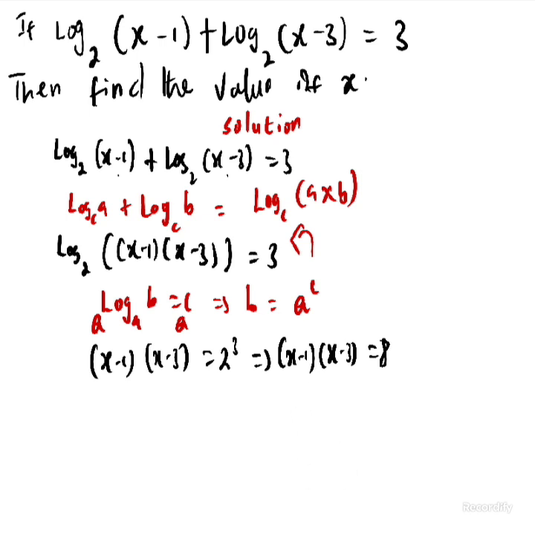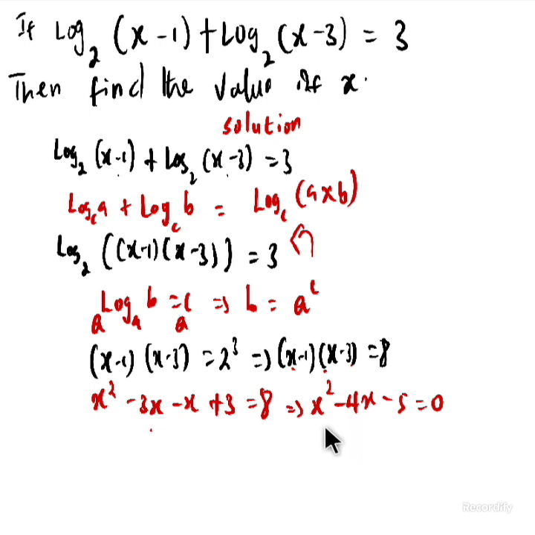Then you can open the bracket here. If you do that, x multiplied by x gives us x to the second power, x multiplied by minus 3 gives minus 3x, minus 1 multiplied by x gives minus x, and minus 1 multiplied by minus 3 gives plus 3, which is equal to 8. Right, so this implies that we have x squared, negative 3x and negative x give us negative 4x, and then if you subtract 8 from both sides, 3 minus 8 gives us negative 5, equal to 0.